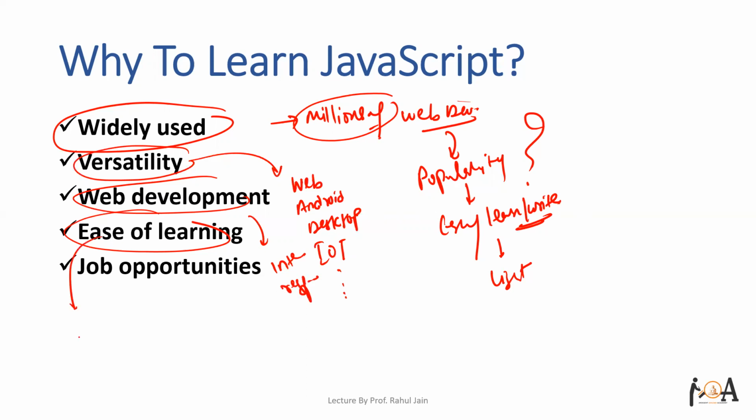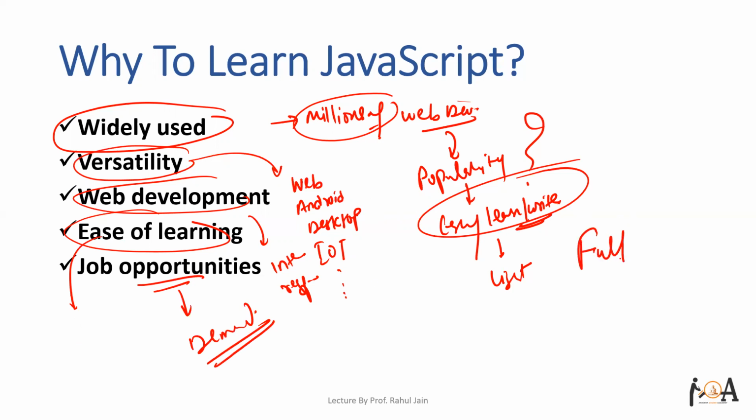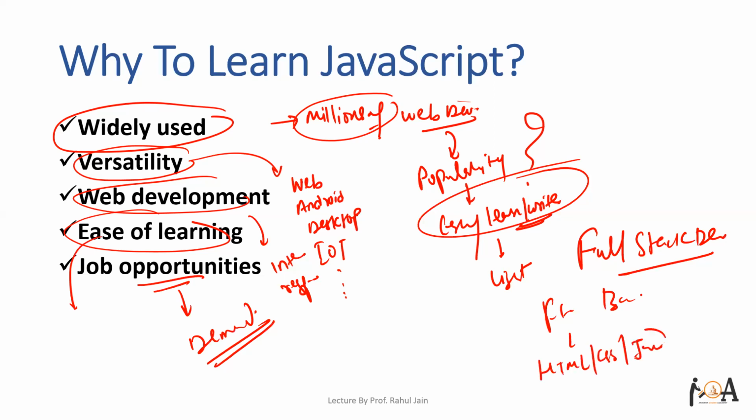Ease of learning. The language is very easy to learn and very easy to write. Job opportunities are there, definitely. Due to the popularity and demand of this language, there are so many job opportunities. Many industries are hiring full stack developers. In full stack development, you must have knowledge of the front end as well as the back end. For the front end, you must have knowledge of HTML, CSS, and JavaScript. Later on, you can use JavaScript with Node.js, right, to make things much more advanced. So these things are going to be important.